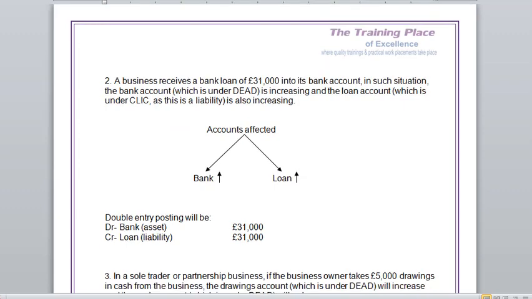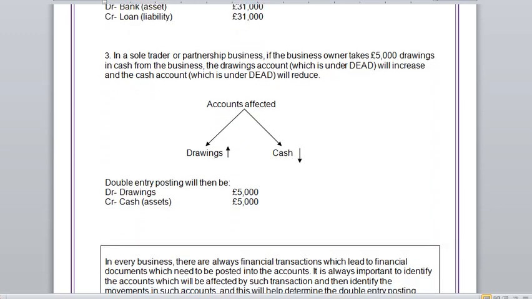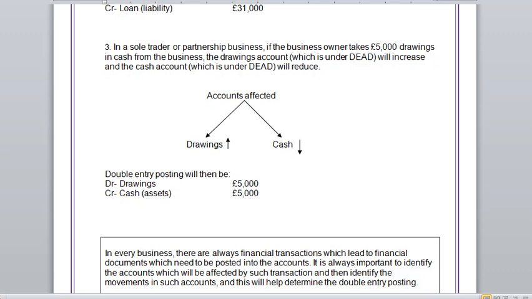It says to us, in a sole trader or partnership business, if the business owner takes £5,000 drawings in cash from the business, the drawings account, which is under debit, will increase. So you've dipped your hand into the business. That will mean that the business's money, or the cash, or the bank balance, wherever, all the assets of the business will be reducing. So in this case, you are taking cash, the money is going to be reducing. So we have the cash account affected.